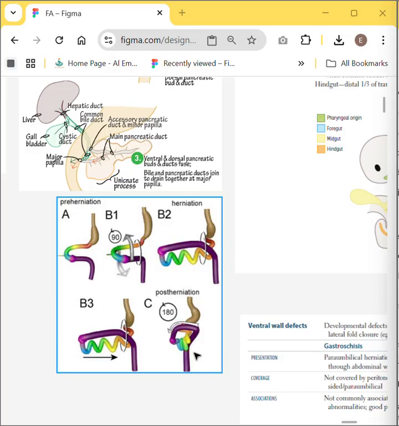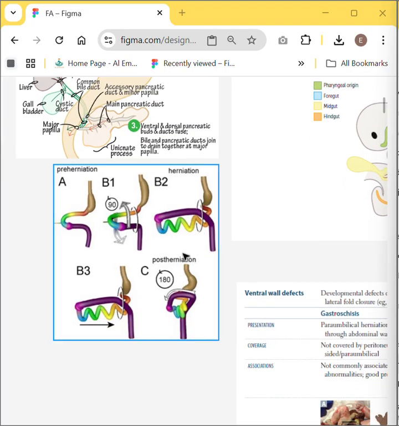Now what happens is, during herniation, there's a normal 90-degree counterclockwise, or anticlockwise, rotation, and this is normal. But later on, when it's returning to the abdomen, you can see this purple part is above and this colorful part is below. Now another rotation will take place when returning to the abdomen.